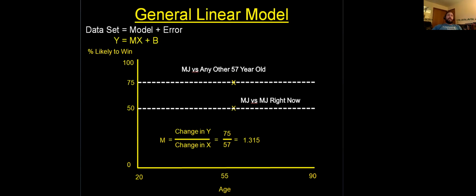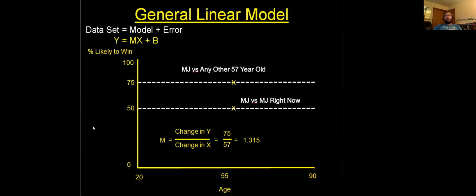Now, this is really handy because it gives us a moment of M. It gives us a chance to understand where Y is given an X. In this instance, we know Mike is 57 years old, but we think he's capable of beating 75% of all other 57-year-olds out there. That gives us our slope at 1.315. With that, we can start to do things like this.